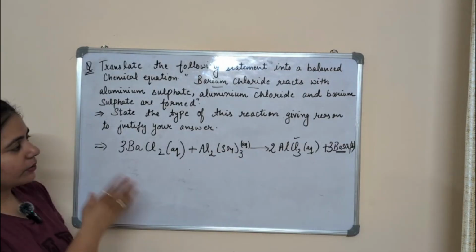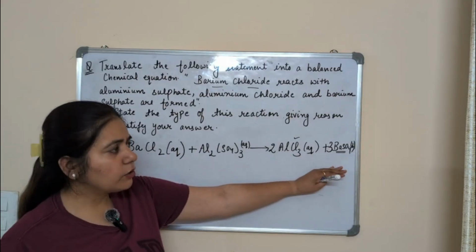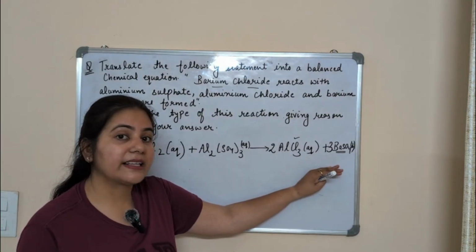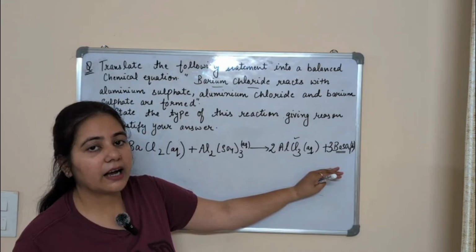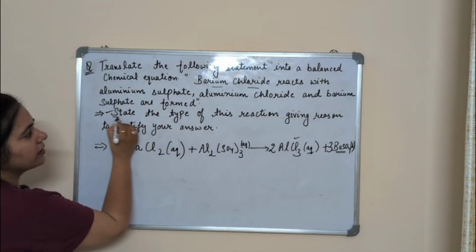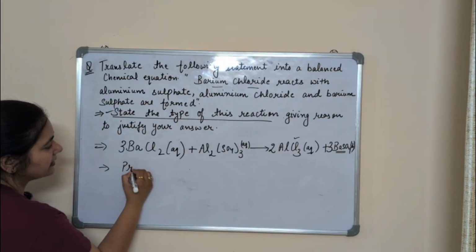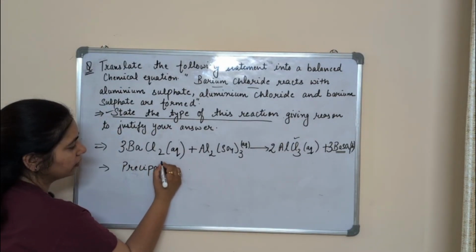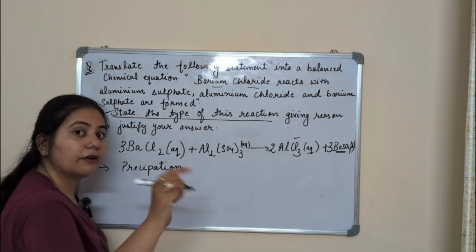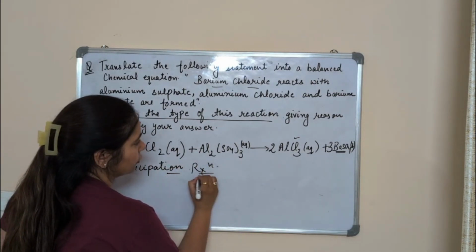So yes, you can see what type of reaction this is. Obviously we can see that one of the products formed here is in the form of a precipitate. So obviously this reaction will be a kind of precipitation reaction. So the answer for this question, state the type of reaction: it will be a precipitation reaction, because one of the products formed here is in the form of a precipitate. So the reaction will be a precipitation reaction.